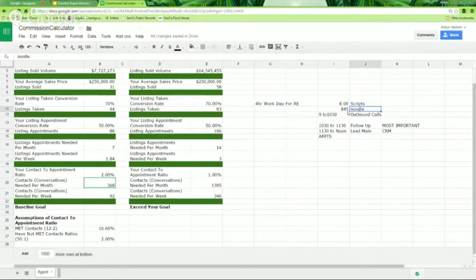15 minutes from 8:45 to 9 to noodle. Then the outbound communication. Then the follow-up, which is always the most important. Then the maintenance, and then go on appointments. All of this will then make you money.